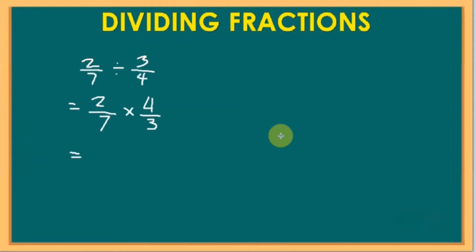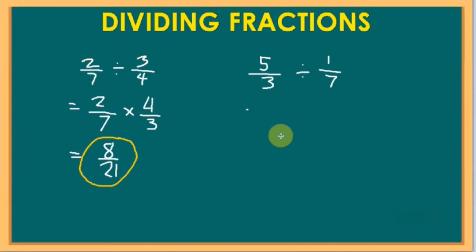2 times 4 is 8. 7 times 3 is 21. So we have 8 over 21. Another example. 5/3 divided by 1/7.